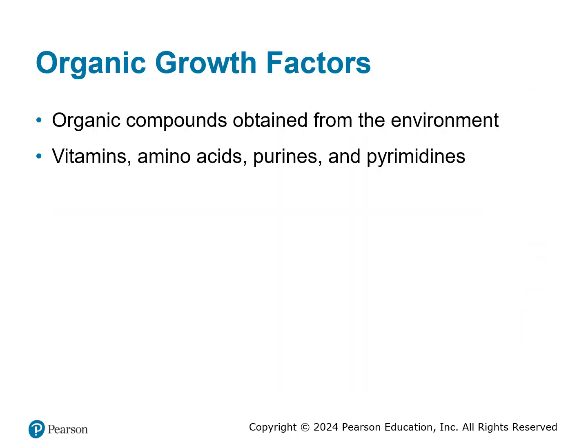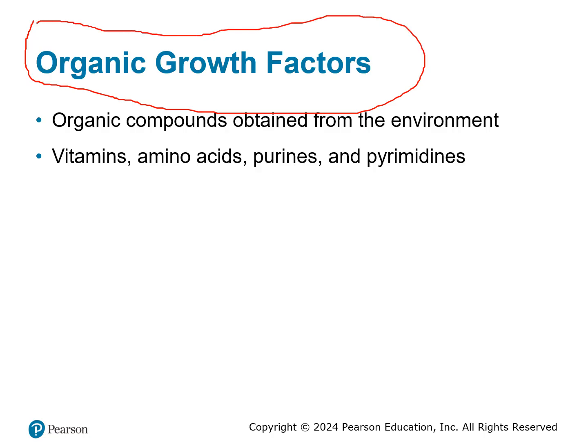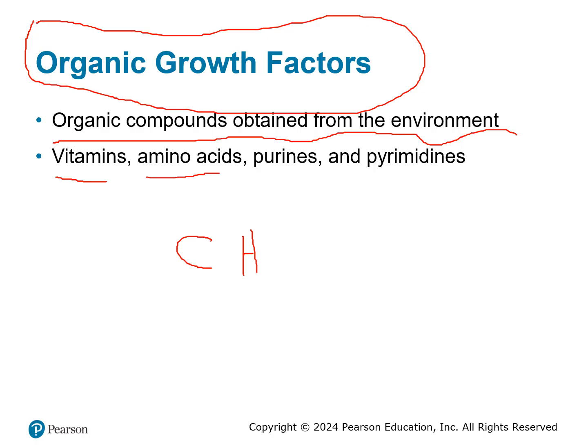All right, so what other things do bacteria or other microbes need to grow? They need organic growth factors. So organic compounds that are obtained from the environment that contain carbon and hydrogen. Okay, so these can include vitamins, amino acids, purines, and pyrimidines.